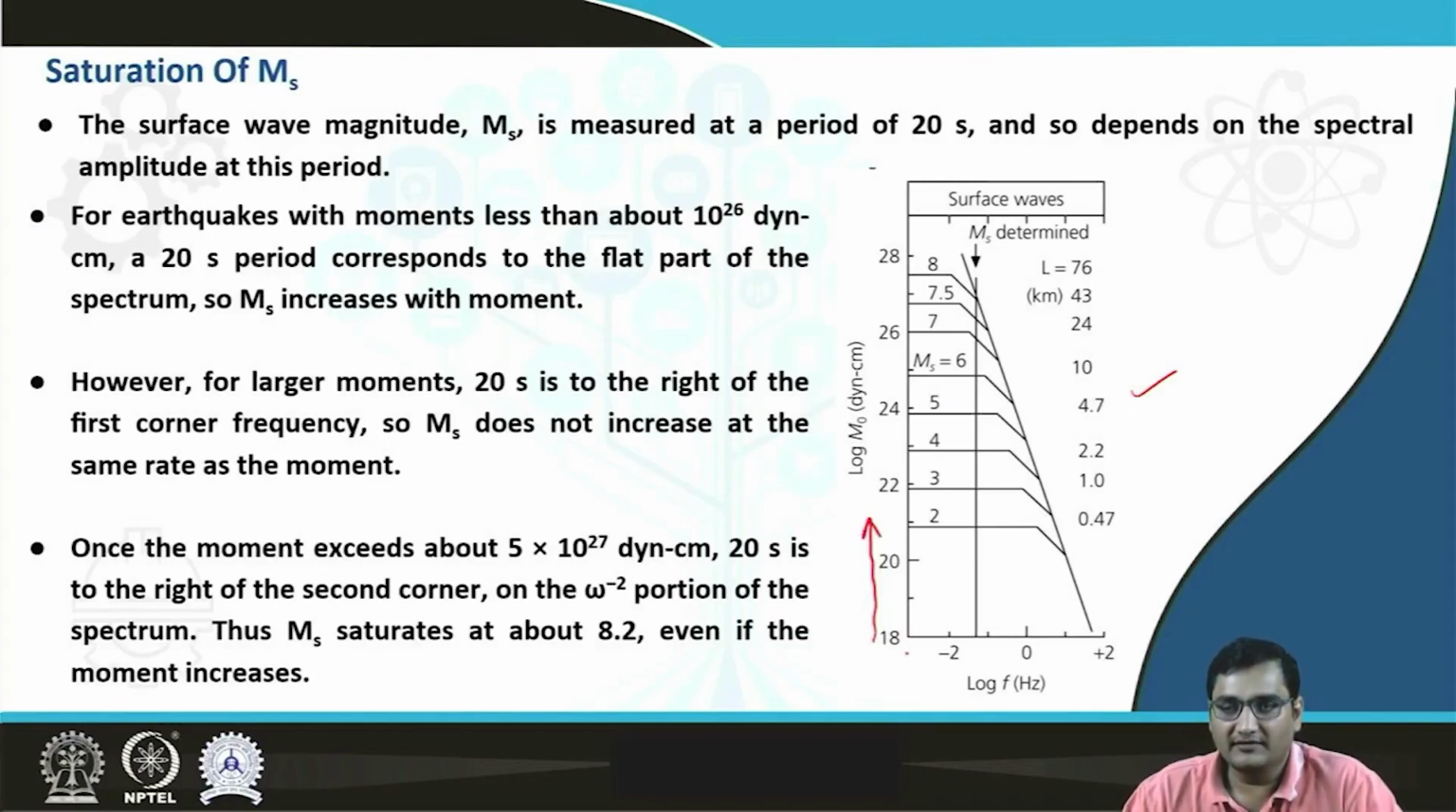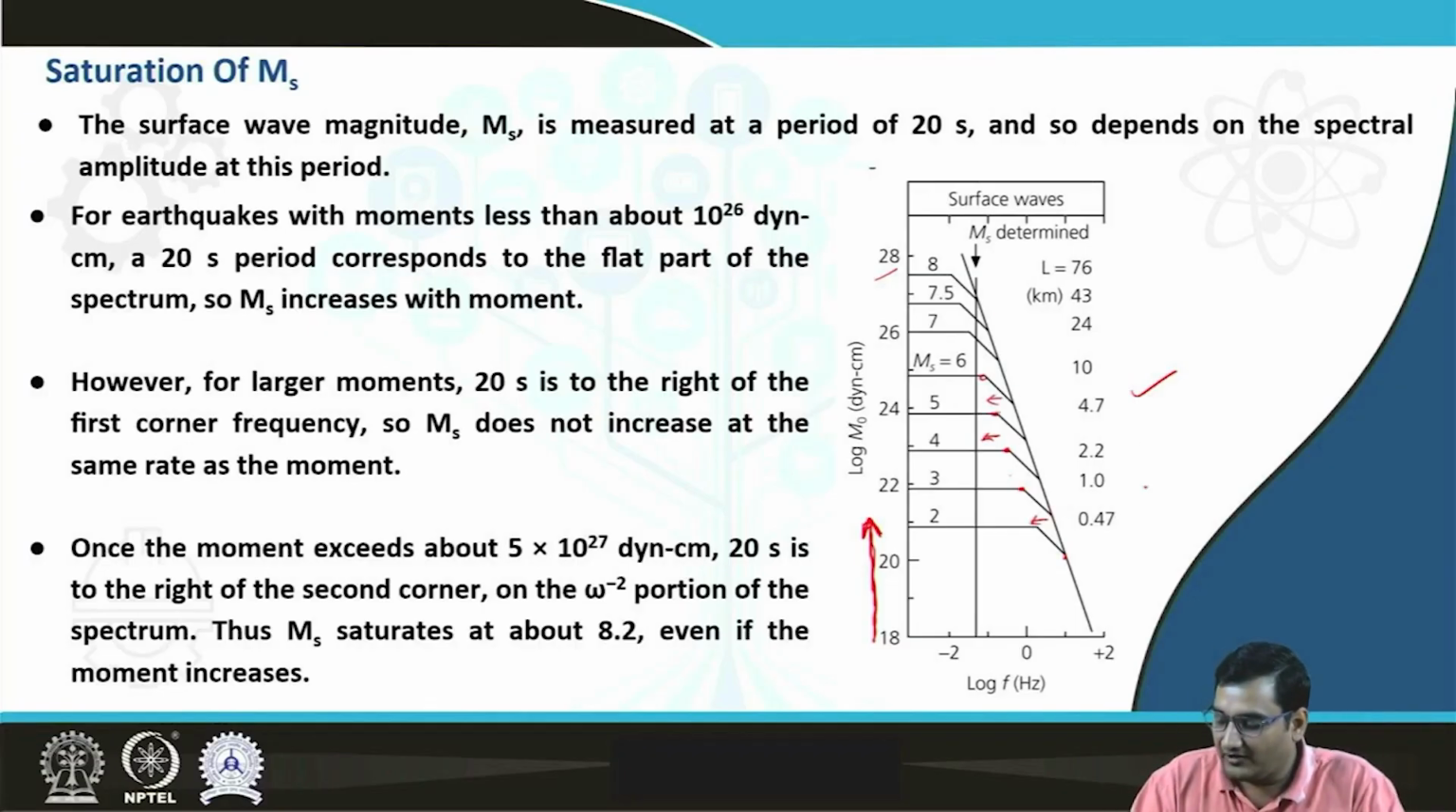You can see here the moment is increasing by orders of 10. Here 10 to the power 18 is the value of M naught, and it is increasing to 10 to the power 28 for the larger earthquakes. As you go up and up, the moment is increasing. So when the moment is increasing, that means the size of the earthquake is increasing and the corner frequencies will reduce. So the source spectra will basically squeeze as you go to larger earthquakes. You can see these corner frequencies are shifting to the left, right? Likewise, there is another corner frequency here that is shifting to the left as you go up.